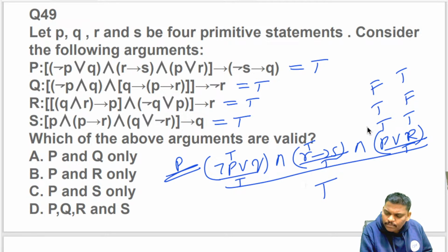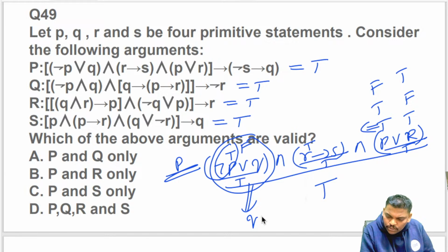First combination I am trying: P true, R true. Then it became false, so the conclusion is Q should be true. I am substituting this combination, P true, R true. Then negation P becomes false, and false or Q becomes Q. Q should be true. And one more.